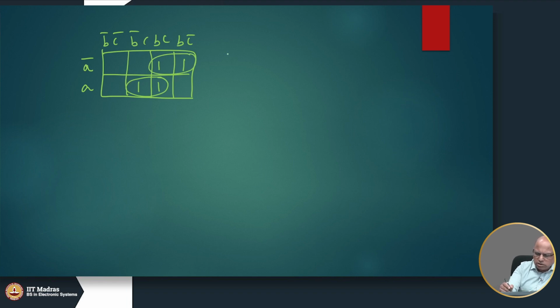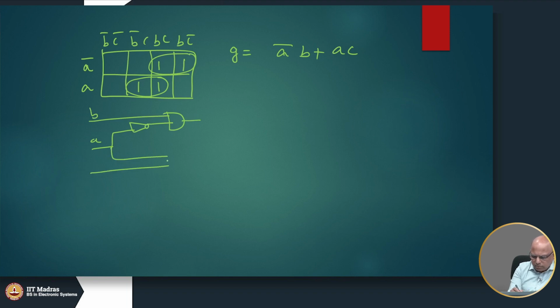Okay. So, the output is, let us say G, this is A bar B plus A C. So, it looks like this: A bar B, this is A bar B and then AC. Then X.